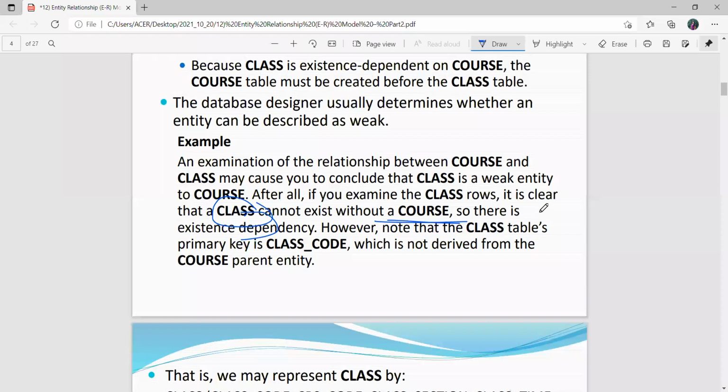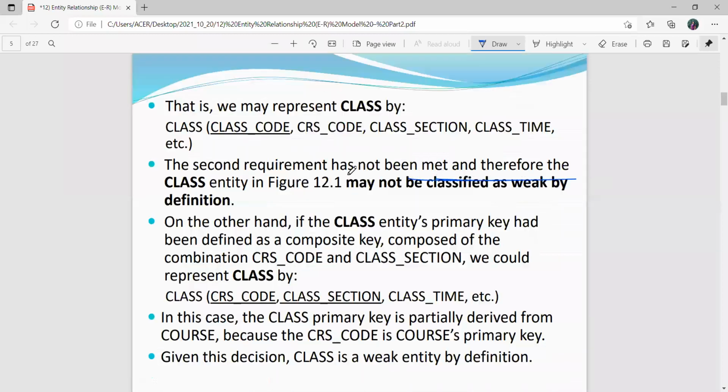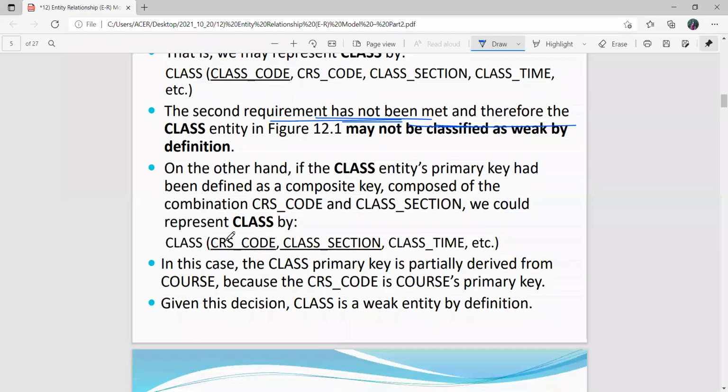Okay. Then the second scenario, this is the second requirement. When we consider the second requirement, it has a primary key which is derived from the parent key, partially or totally derived from the parent key. So you can see when we consider the class, this is the primary key. That means this is a composite key with two attributes. The first one is course code from the course entity, and the class selection from the class entity. So this primary key is partially derived from the course.